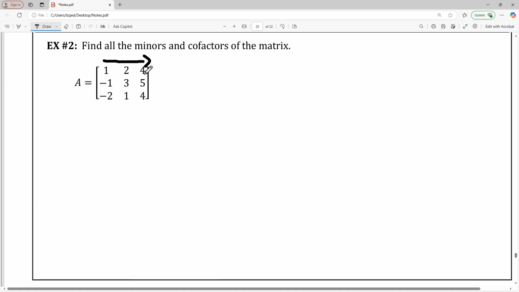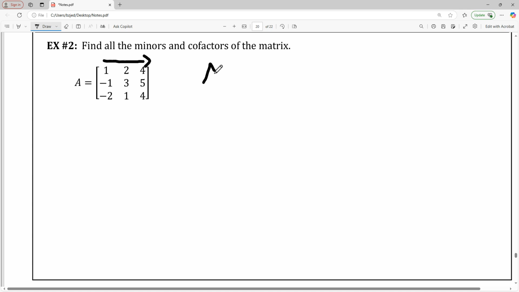You could have picked the second row. You could pick the third row. Heck, you could do first column, second column, or third column. I don't care. It all works out because it is a square matrix. To find the minor, we need to do each one of these individually.